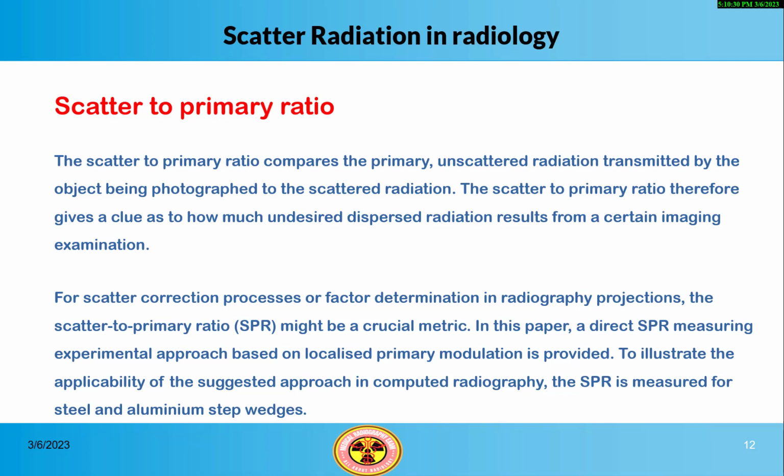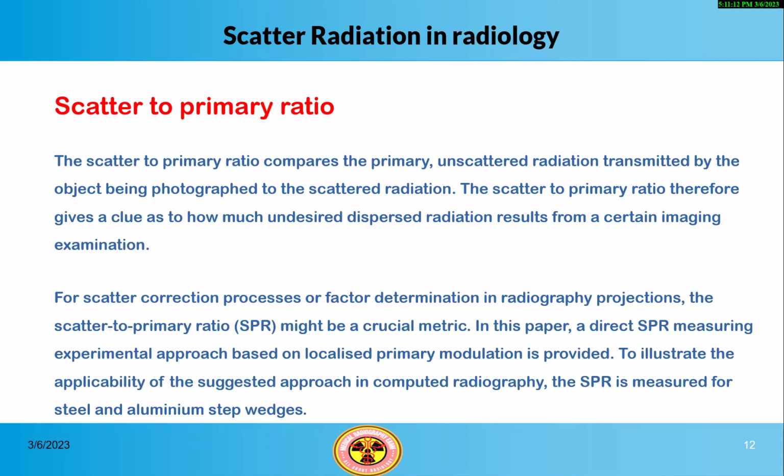Scatter to primary ratio. The scatter to primary ratio compares the primary, unscattered radiation transmitted by the object being photographed to the scattered radiation. The scatter to primary ratio therefore gives a clue as to how much undesired dispersed radiation results from a certain imaging examination. For scatter correction processes or factor determination in radiography projections, the scatter to primary ratio, SPR, might be a crucial metric. In this paper, a direct SPR measuring experimental approach based on localized primary modulation is provided.